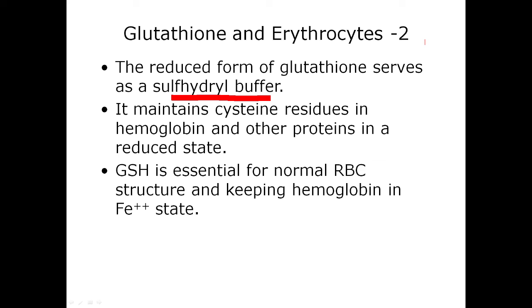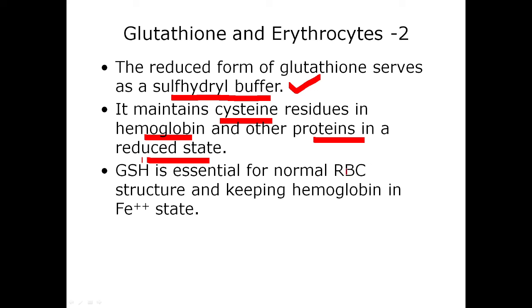So this reduced form of glutathione serves as a sulfhydryl buffer, and it maintains the cysteine residue in the hemoglobin and other proteins in the reduced state. So this cysteine residue present in hemoglobin can be maintained in the reduced state, or the other protein in the reduced state if you want to maintain. Then this sulfhydryl buffer of glutathione is important.